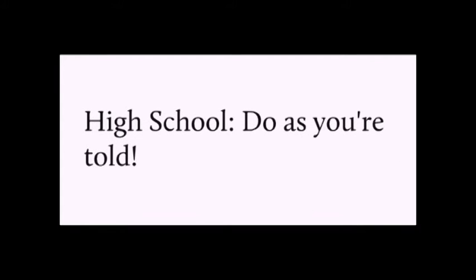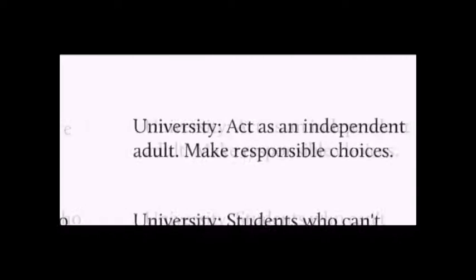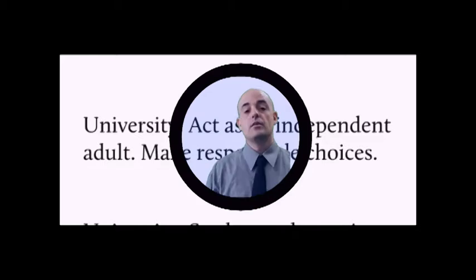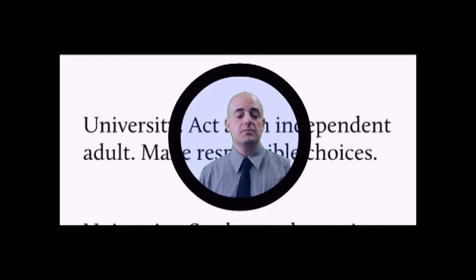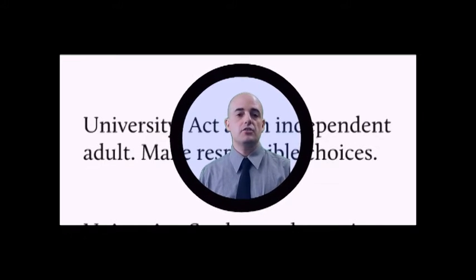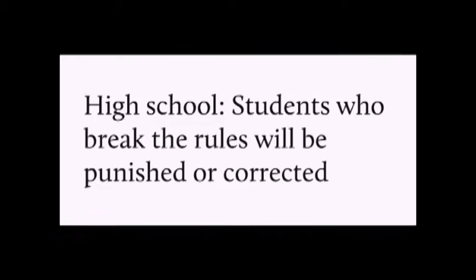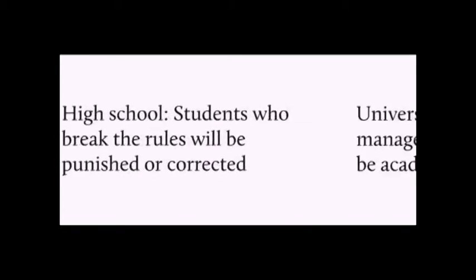The second category is behavior. In high school, you mostly do as you're told. In university, you act as an independent adult and make responsible choices. We'll also be talking about time management in future episodes, but for now, you'll need to become better at making your own schedule. In high school, students who break the rules or cheat on assignments will be punished or corrected. University students who can't manage their behavior may be failed, suspended, or expelled.